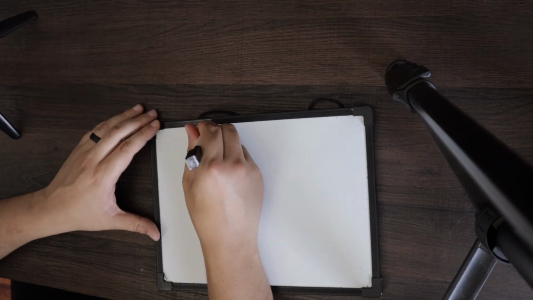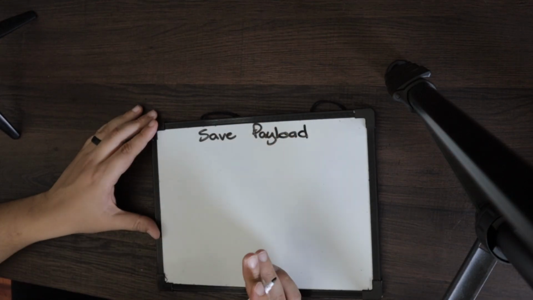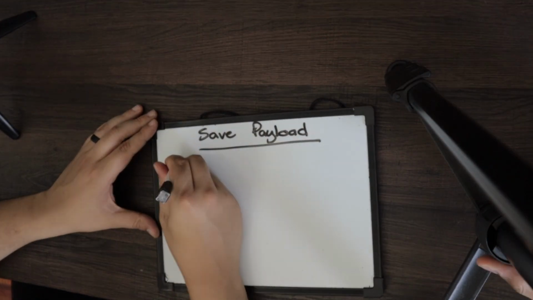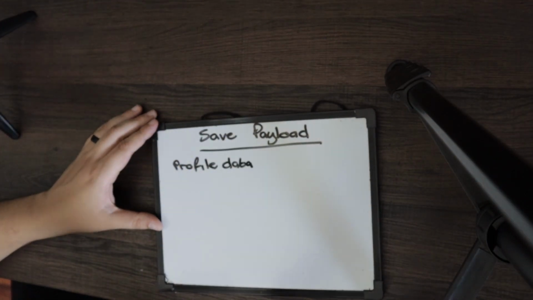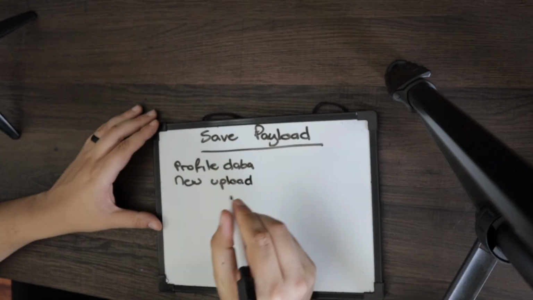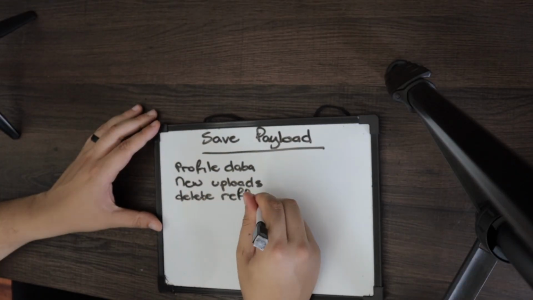When the user clicks save, the front end sends one clean package. It sends the full profile data, a full list of files that need to be uploaded, and a full list of files that need to be deleted. There's no guessing, there is no partial data that's being sent. What happens then? The backend receives this package.